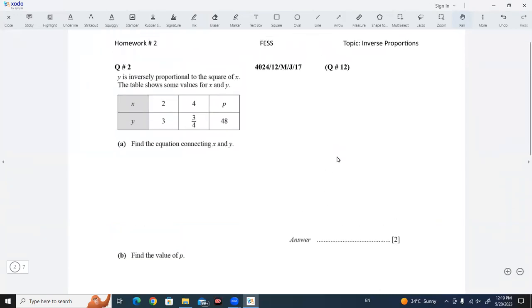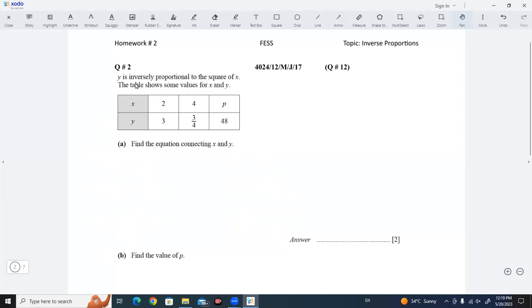So moving towards question 2, in question number 2 there is a table given in which we have to find an equation connecting x and y. For solving this, look at the table, which two values are given accordingly, meaning when x is 2, y is 3, it's given. And in the second column as well, when x equals 4, y is 3 over 4. We can apply any of the two values and then we will have the value of k.